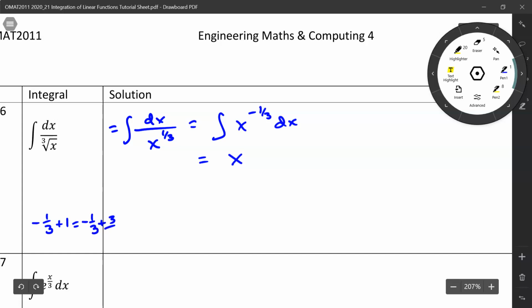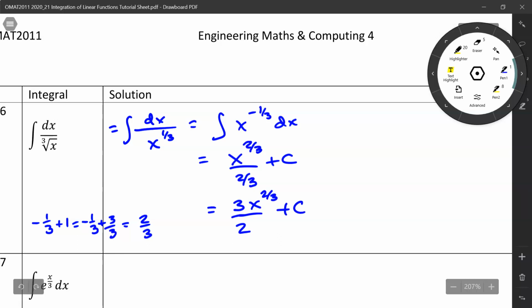So it's minus a third plus 3/3, which is equal to minus 1 plus 2 plus 3, which just gives us plus 2/3. So it's plus 2/3 divided by the raised power, which is plus 2/3, plus a constant of integration. And then we can simply invert the raised power to give us 3 times x to the power of 2/3 divided by 2 plus c.